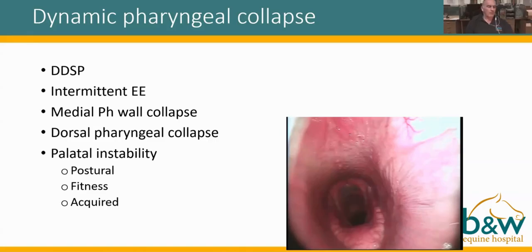So this is just an example of some of the things that cause dynamic pharyngeal collapse. I put everything that's not the larynx or a specific thing into dynamic pharyngeal collapse. It can affect different structures differently at different times, and at different times of exhaustion during a test. There are some prodromal signs that the horse knows are precursors to pharyngeal collapse, and they will adjust their work output when they sense those prodromal signs, and we can pick those up dynamically. There are also some effects of posture and fitness and acquired diseases to know about as well.